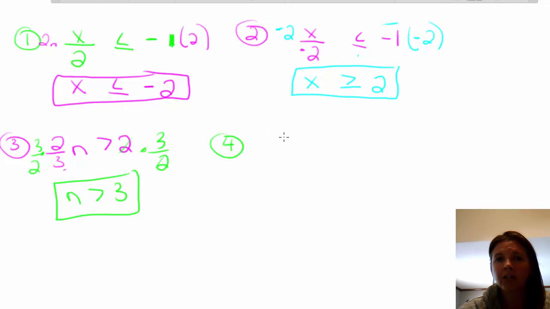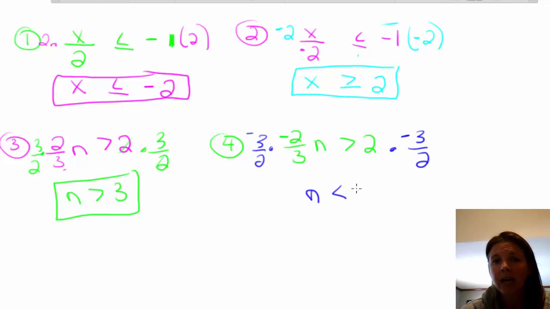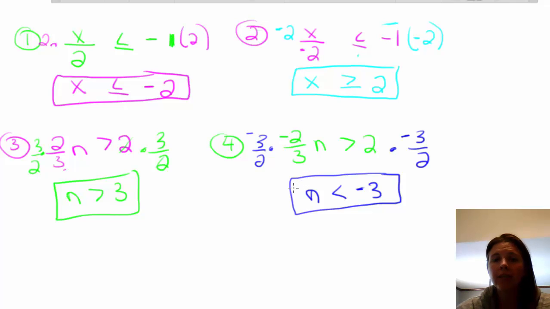Okay, but if that 2/3 was a -2/3, that is when we would end up switching. So we multiply by -3/2, or if you're dividing by -2/3, either one, you'll end up with the same answer. But since the number we actually move to the other side is negative, then we switch the sign. And this is going to become n is less than -3, because those 2's will cancel. So only if the number that you're moving is negative do you have to switch the sign. Let me do a few more examples of that.